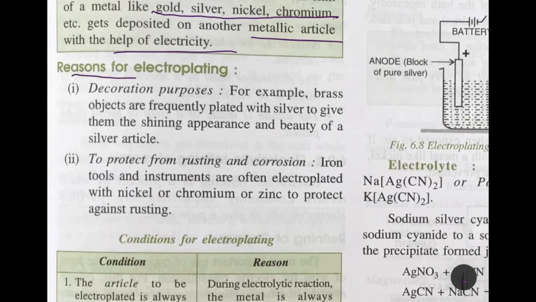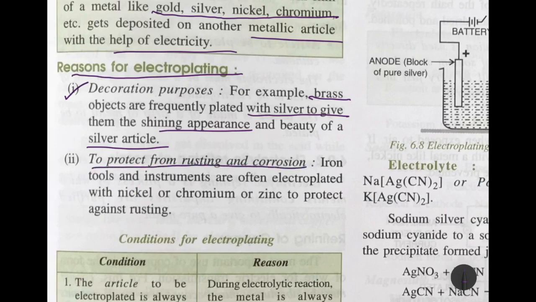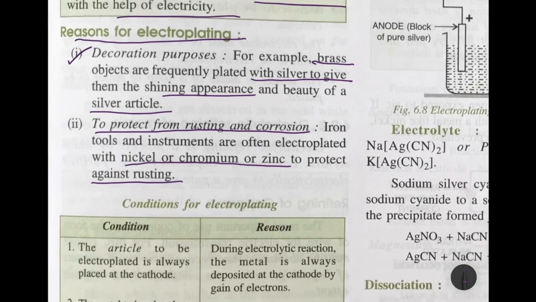Now, what are the reasons for electroplating? First is decoration purposes. For example, brass is cheap, so brass objects are plated with silver to give them a shining appearance and the beauty of a silver article. When brass is electroplated with silver, it becomes very lustrous, it shines, and it looks like a silver article. Next is to protect from rusting and corrosion. Iron tools and instruments are often electroplated with nickel, chromium, or zinc to protect against rusting. You can see the iron that we use to iron clothes. You will find a layer of zinc coated over it.